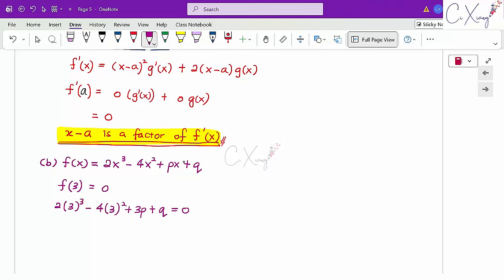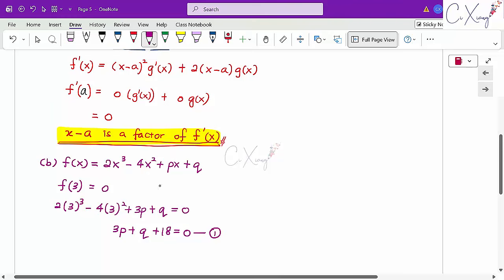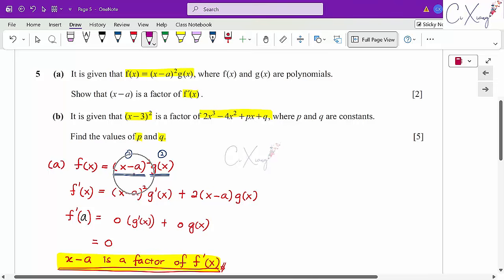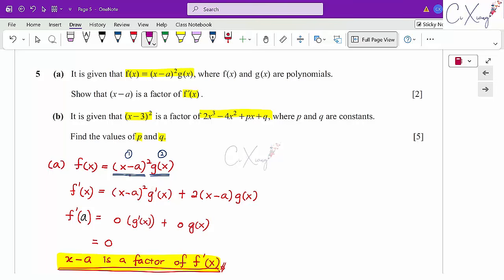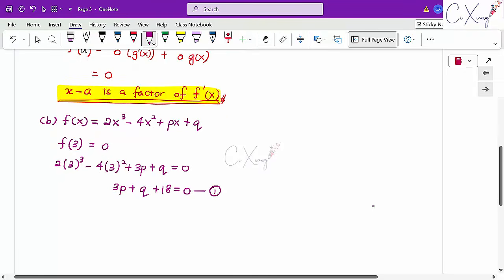Alright, then after that, you try to simplify this particular equation, expand everything. By right, if you didn't make any careless mistake, this equation will lead you to 3p plus q plus 18 equals 0. And I will make this the first equation. Okay, now I need a second equation. For the second equation, in part A, they tell us that for (x minus a) squared, x minus a is also a factor of f prime x. So let's try to form an equation by using f prime x first.